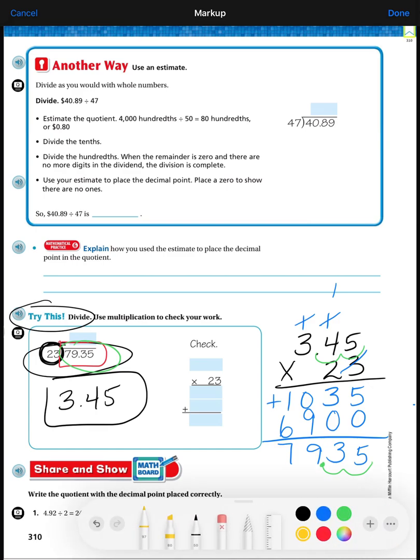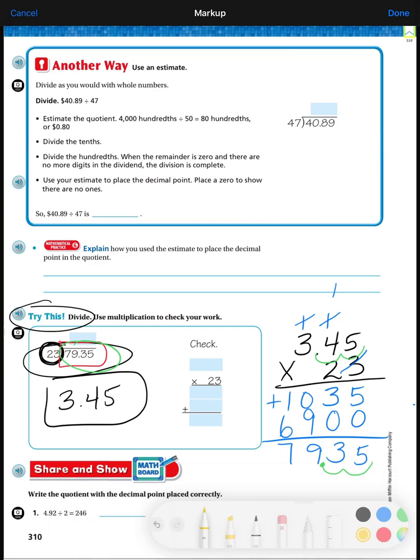But we now have to place our decimal point. So I can see that they moved it 1, 2. So in my quotient, I'm going to go 1, 2. So 2.46. Number 2, 1, 2, 1, 2, so 1.32. I know that's tiny, sorry. It's just very small on the page.